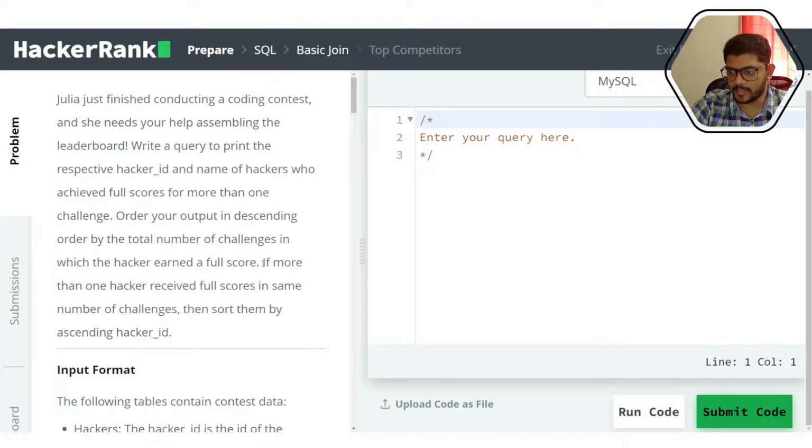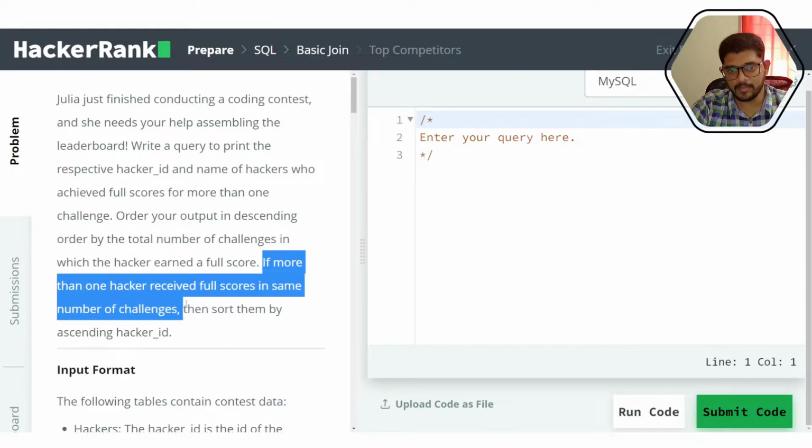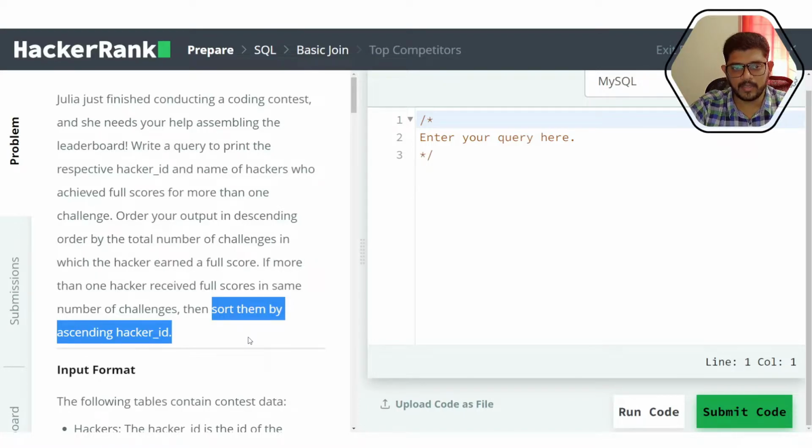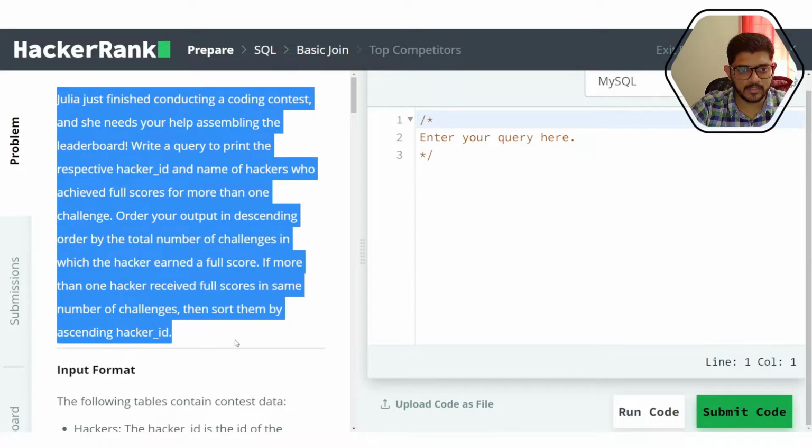And if there is a tie, okay, so that is what they mean by saying that if more than one hacker received full scores in the same number of challenges, for example, there is a hacker A and hacker B, and they both got full score in 10 problems each, right? In that case, we will have to sort them by the hacker ID in ascending order, right? So these are the constraints. This is the entire problem statement, right?